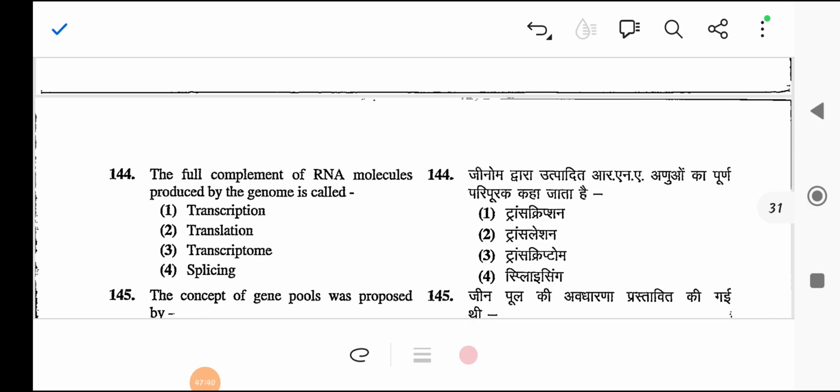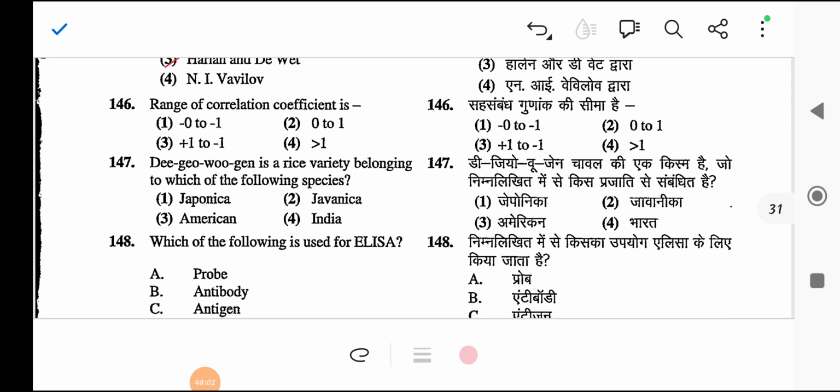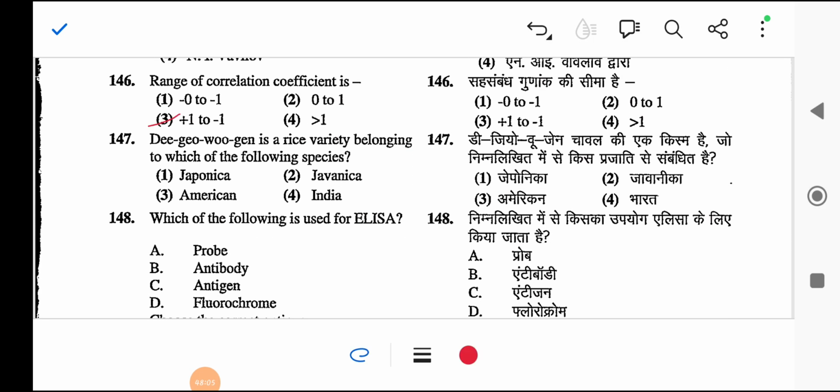Next is the full complement of RNA molecules produced by the genome. The full complement of RNA molecules, the whole RNA molecule, it is transcriptome. Next is the concept of gene pools was proposed by the scientists named Harlan and Dewitt. Next is the range of correlation coefficient is -1 to +1. Okay, next is again a very important and favorite question for the examiner: DGO Wu gen is a variety belonging to which of the following species? It is belonging to the Japonica variety.